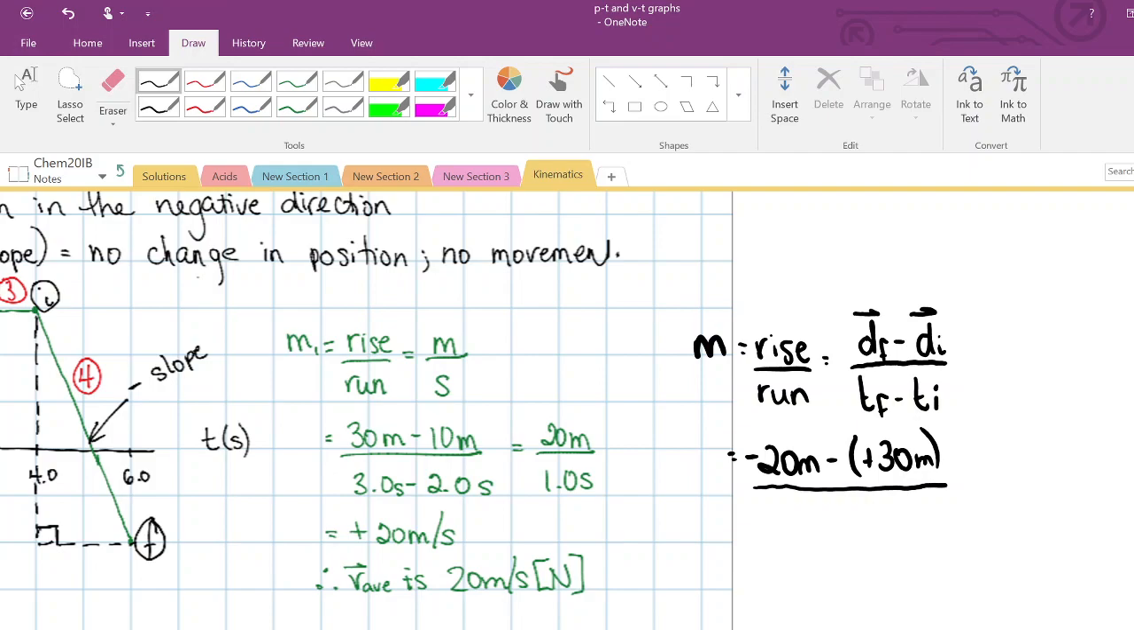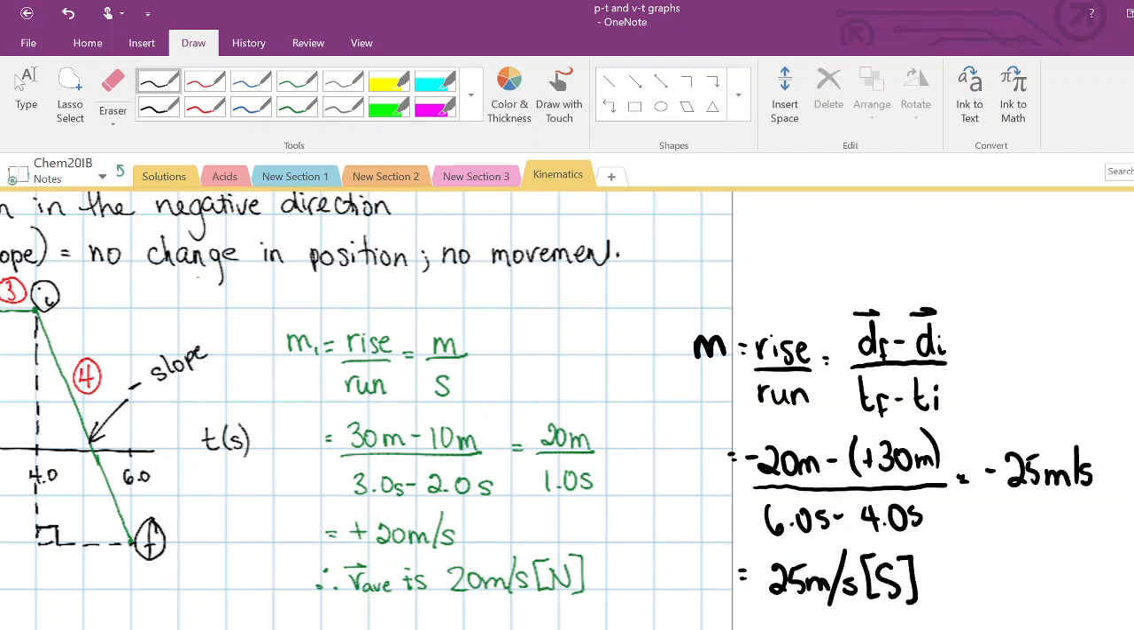And our time final is 6.0 seconds, and our time initial is 4.0 seconds. So this tells us that we move at negative 25 meters per second. And what that negative sign is telling us is that this object is moving at 25 meters per second in the south direction. That's what the speed of the object is between 4 to 6 seconds. That's what my velocity is, sorry.